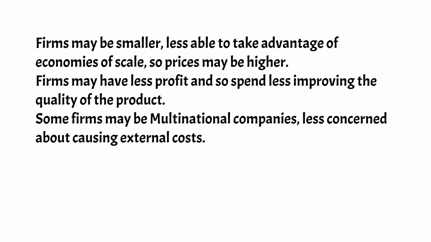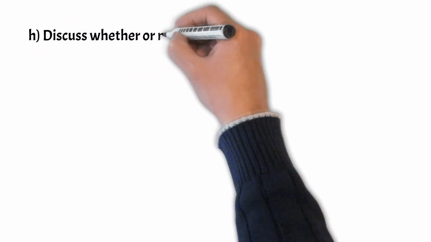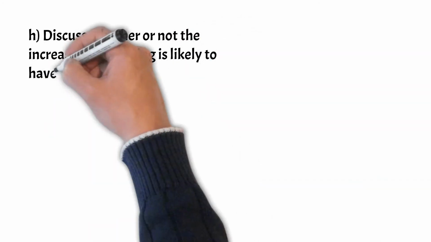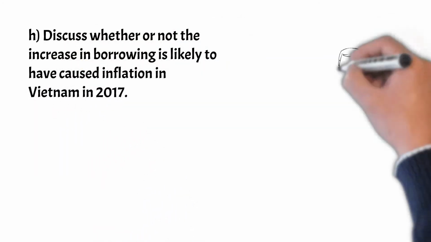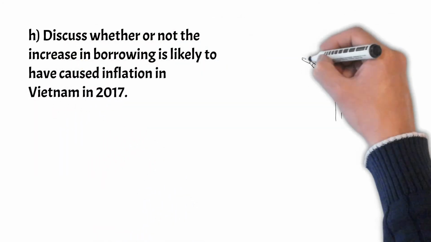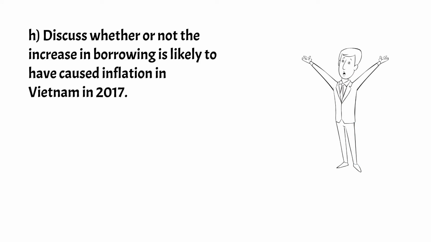You will get a maximum of 4 marks for the pros, and a maximum of 4 marks for the cons. So you must include both to receive the full marks. Finally, the last question in section A. Discuss whether or not the increase in borrowing is likely to have caused inflation in Vietnam in 2017. Okay, another discussion. This means to apply it to the situation and discuss the pros and cons.